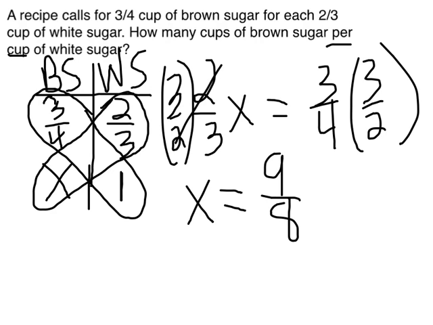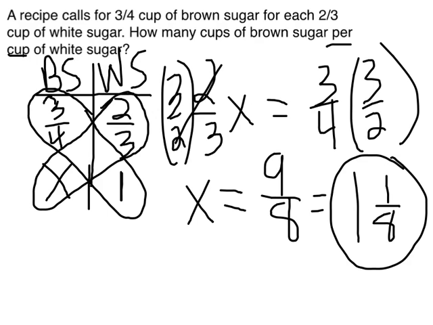Now, this doesn't really make sense to me in terms of cups, so I'm going to turn it to a mixed number. So 8 goes into 9 one time. Keep your denominator of 8, and I'm left with 1. So 9/8 is the same as 1 1/8. So for 1 cup of white sugar, I need 1 1/8 cup of brown sugar.